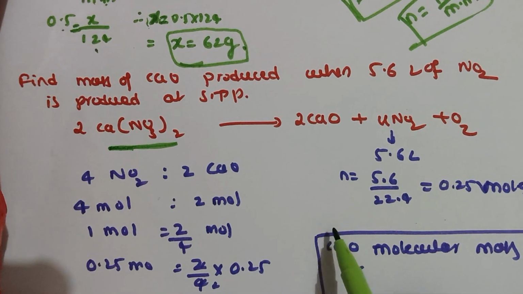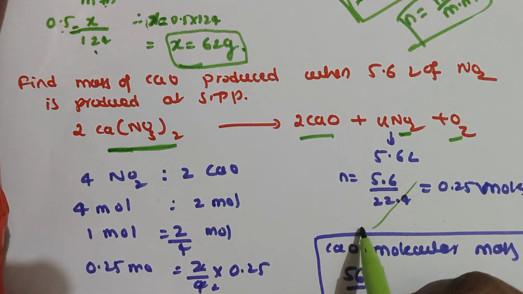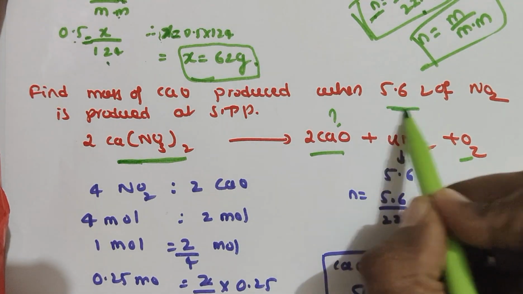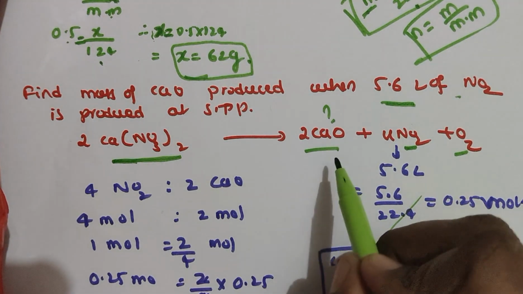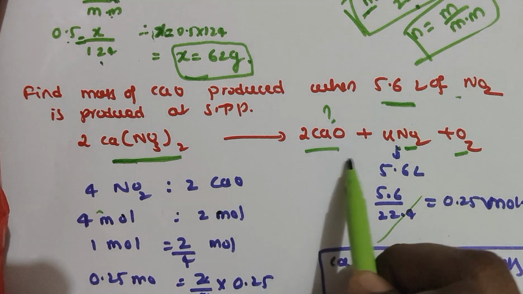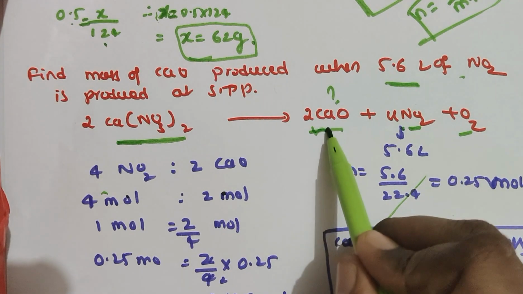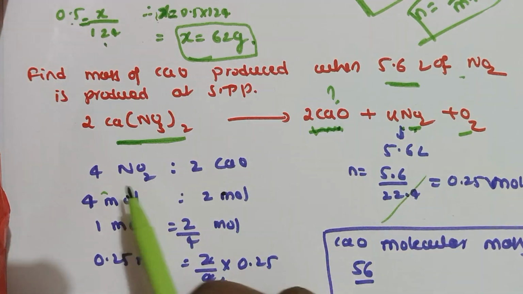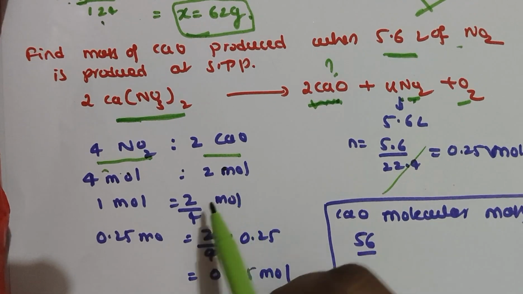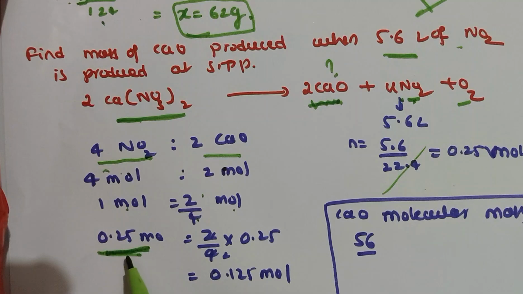2Ca(NO3)2 gives calcium oxide, NO2, nitrogen dioxide, and oxygen. Okay. Again, find the mass of CaO. They ask the mass of CaO and 5.6 liter of NO2 is given. Now we write the relation between NO2 and CaO. Here 4 NO2 gives 2 CaO. According to the equation, we don't bother about other reactants or products. First we write the ratio between CaO and NO2. Okay. 4 NO2 gives 2 CaO, which means 4 mole of NO2 gives 2 mole of CaO. 1 mole gives what? 2 by 4 mole.